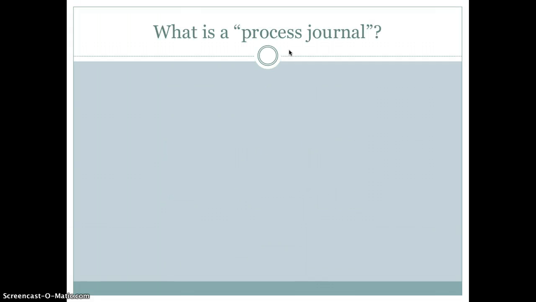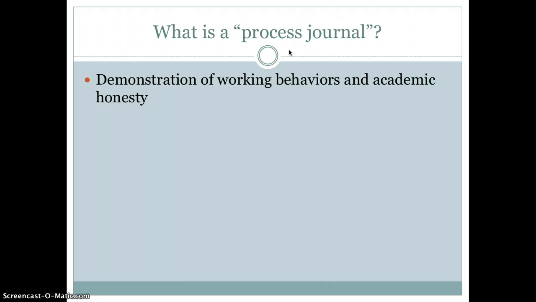A process journal that you will be doing throughout the entire length of your time with your community project is just this, a demonstration of working behaviors and academic honesty. So in the process journal, you're going to be demonstrating the things that you have done throughout the course of your community project to show what you've accomplished. And to be making sure that you've done things in an honest way.